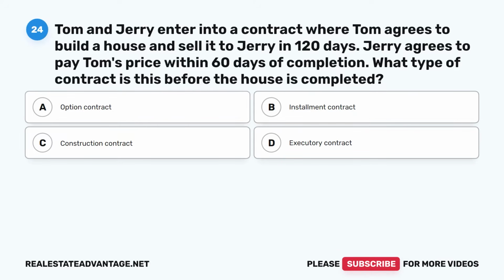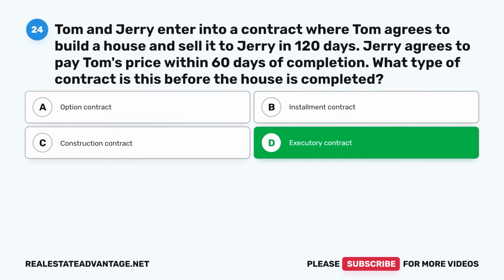Question 24. Tom and Jerry enter into a contract where Tom agrees to build a house and sell it to Jerry in 120 days. Jerry agrees to pay Tom's price within 60 days of completion. What type of contract is this before the house is completed? A. Option contract. B. Installment contract. C. Construction contract. D. Executory contract. The correct answer is D.